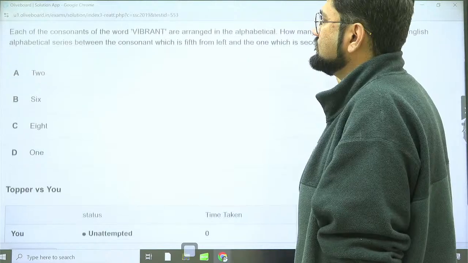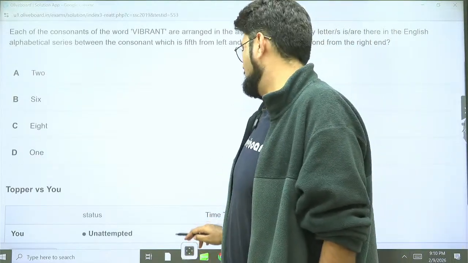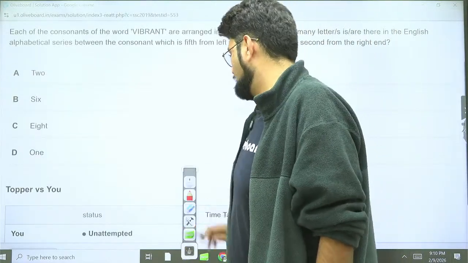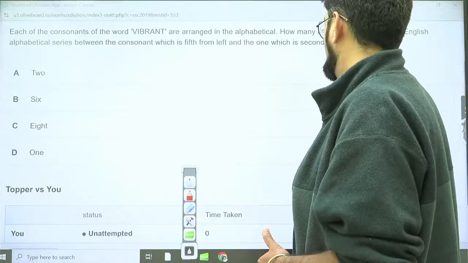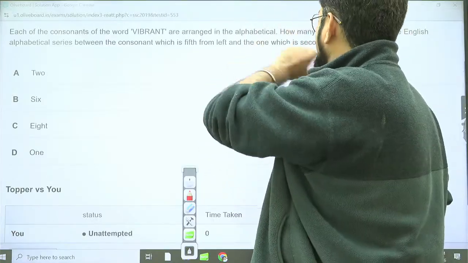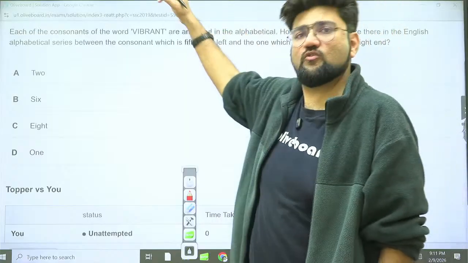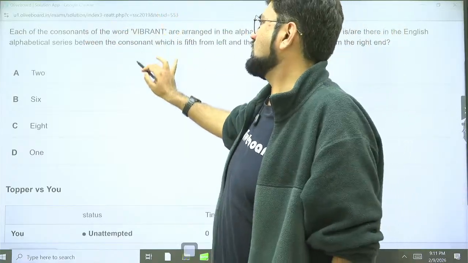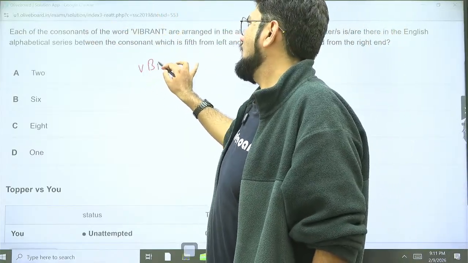Next, each of the consonants of the word vibrant, only consonants are being picked up, be careful, are arranged in the alphabetical order. How many letters are there in the English alphabet between the consonant 5th from the left and 2nd from the right? There is no other option. You have to arrange the consonants here. So pick up the consonants. We have V, B, R, N, T.